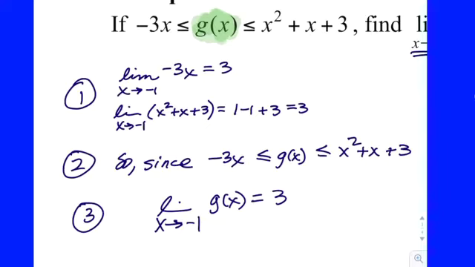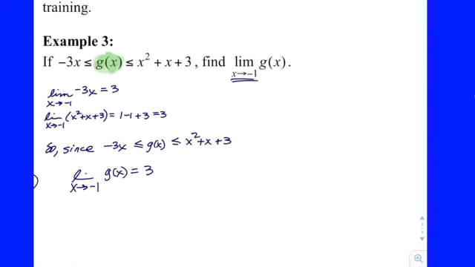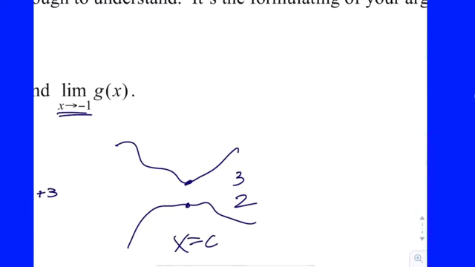Okay, let's say that one comes out to be 3 and one comes out to be 2, right? That's not enough to say anything because you can have functions that look like this if they're not the same. There's x equals c. This one could be 3, and this one could be 2. And if you have a function that's still contained between them everywhere, what do we know? It could look something like this.